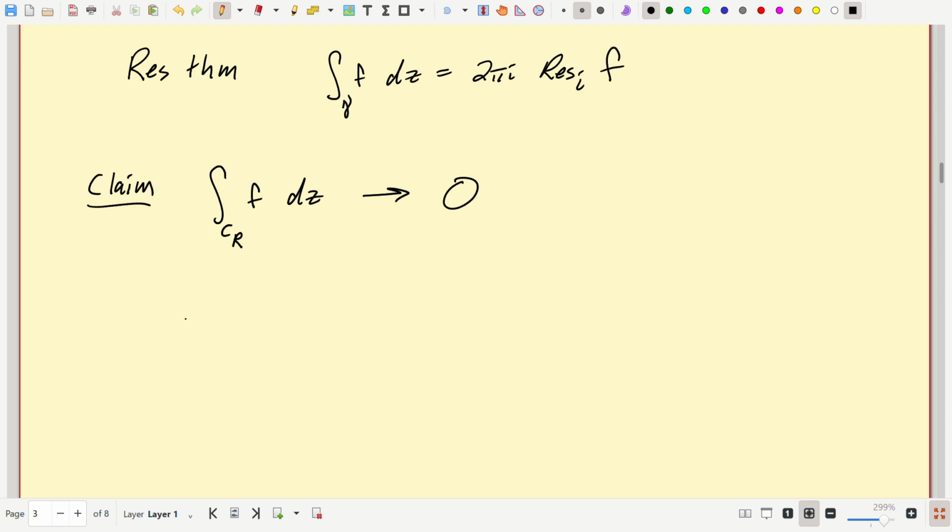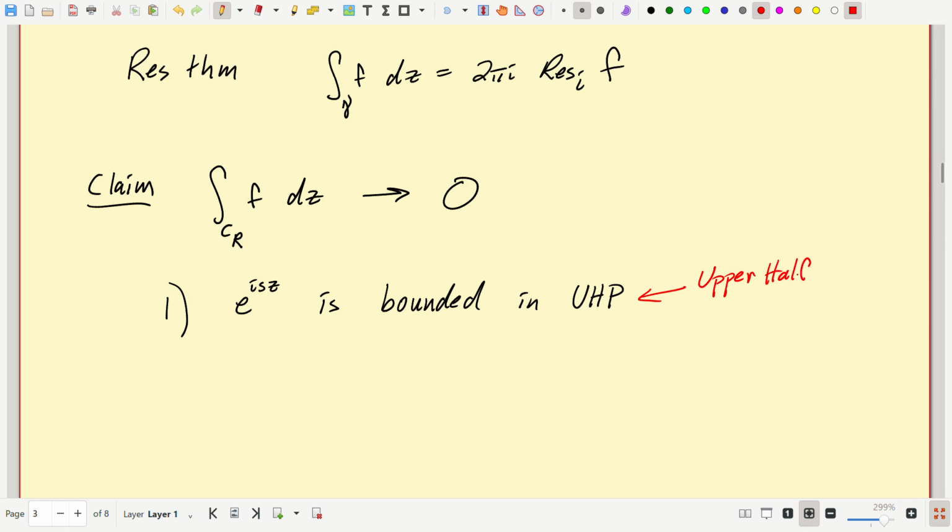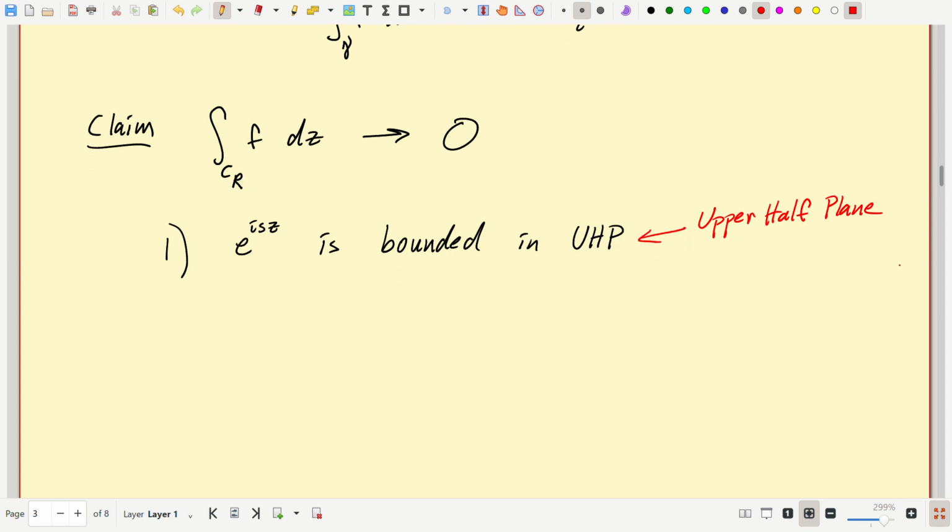There are two steps here. One, e to the i s z is bounded by 1 in the upper half plane. I'll always use this notation for the upper half plane. Let's think about that. Here's why.